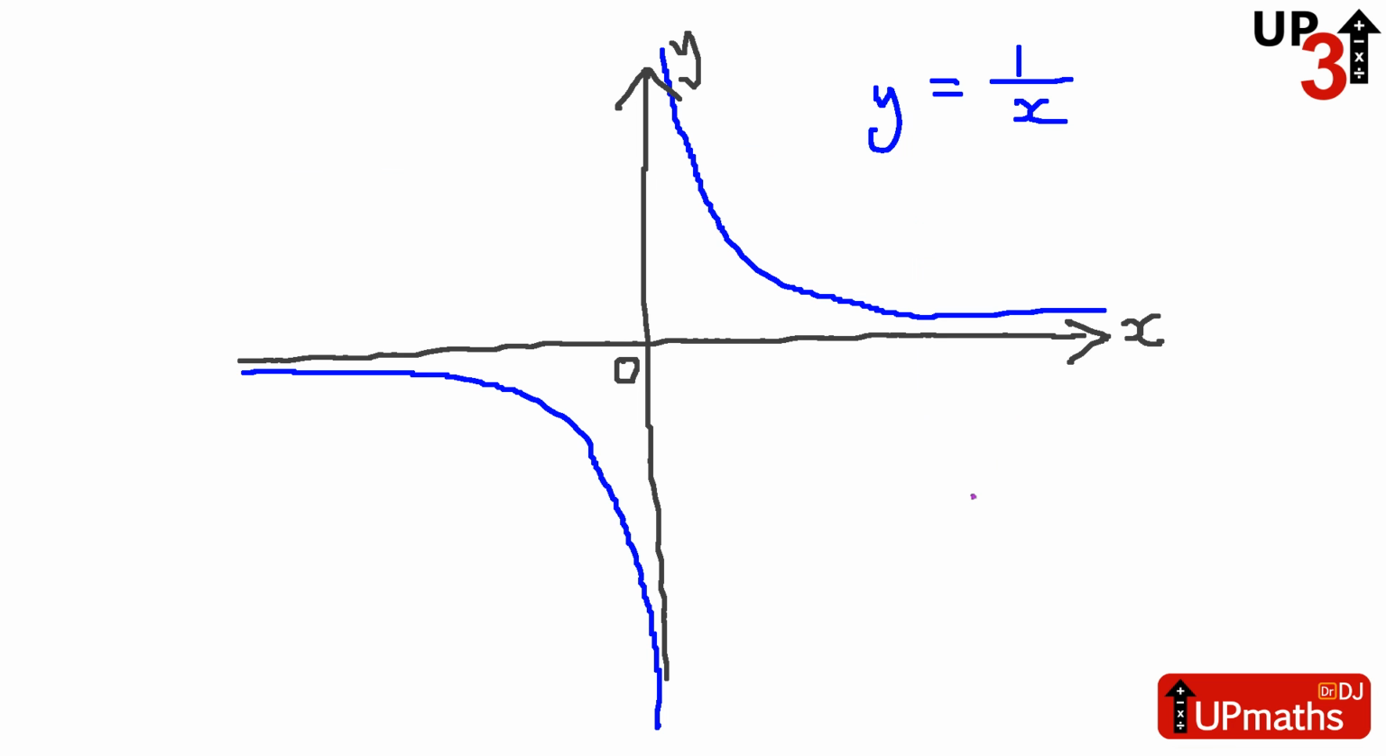That's the graph y equals 1 over x. Notice y is never equal to 0 and x is never equal to 0, because you've got asymptotes here and here and here. Let's look at another one.